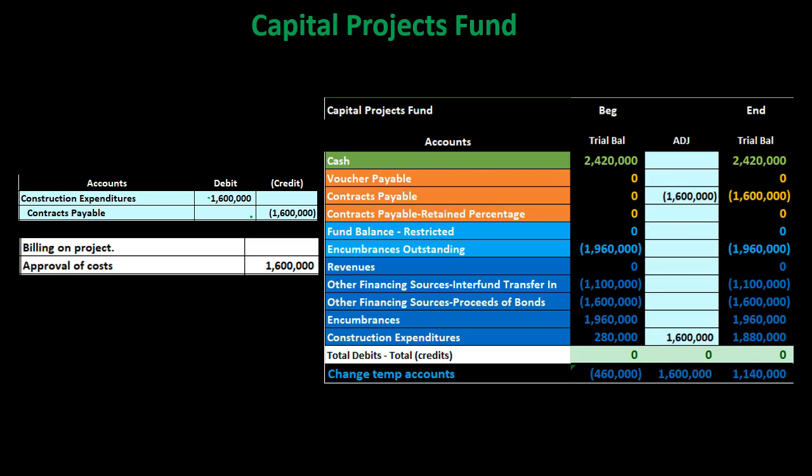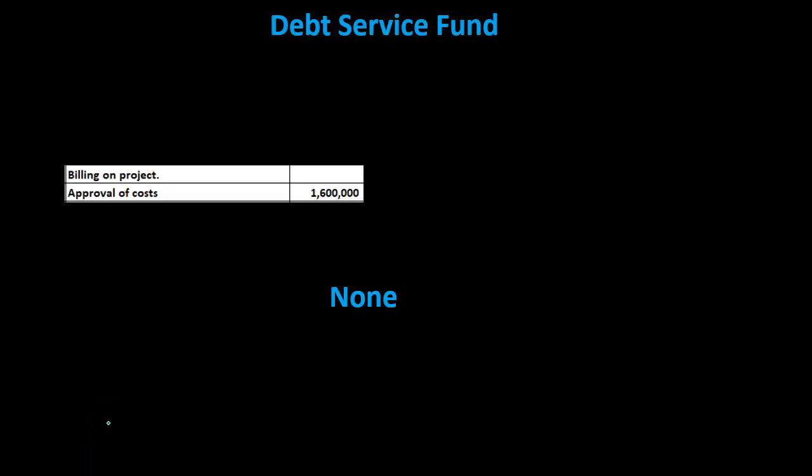So if we record this out, we're going to say the construction expenditure is going to be recorded down here. And then we have the contracts payable going up in the credit direction.